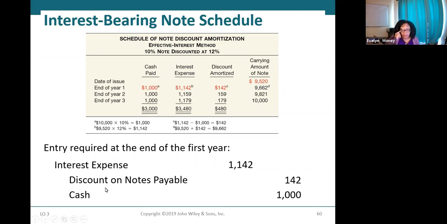Discount on notes payable is similar to discount on bonds payable in that it is a contra liability account, so it does have a normal debit balance. So as I'm trying to get rid of it, I do need to credit it to decrease it.